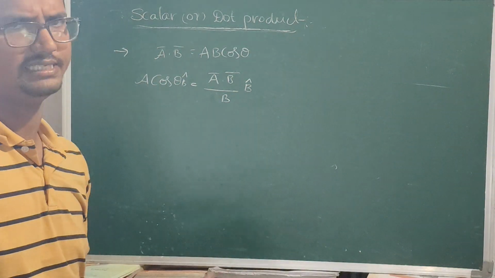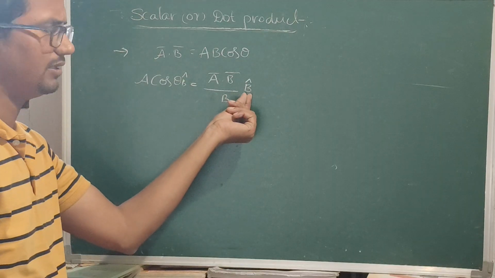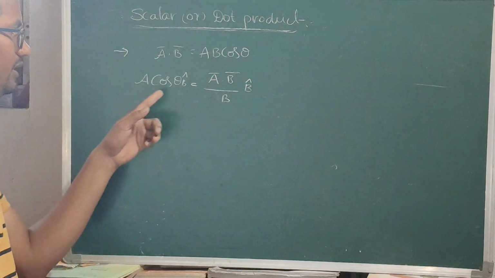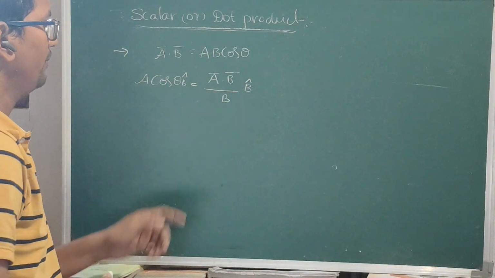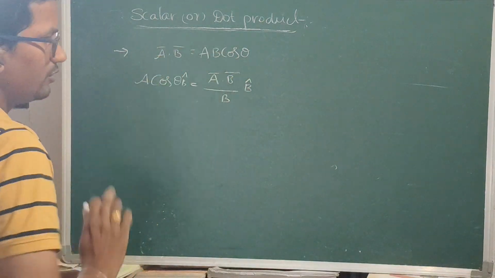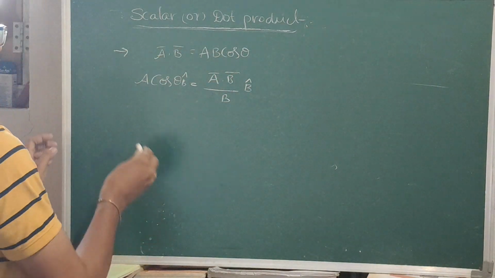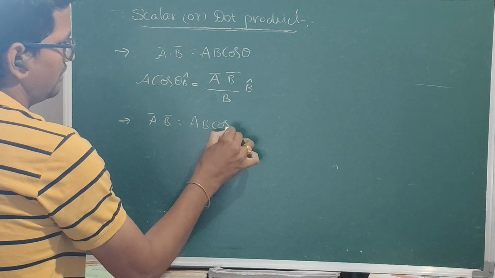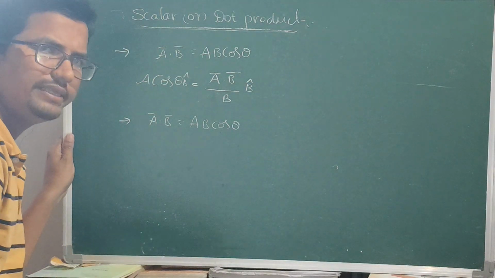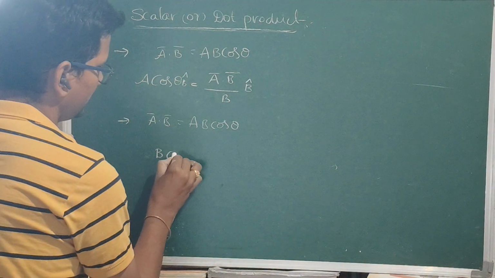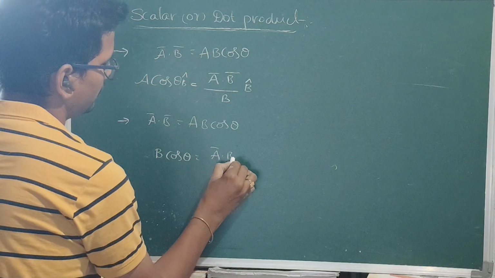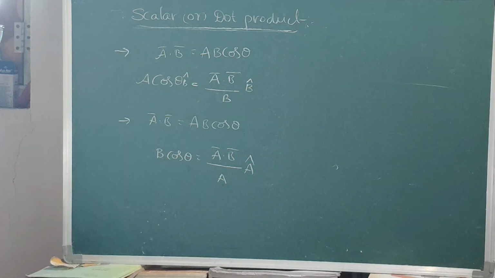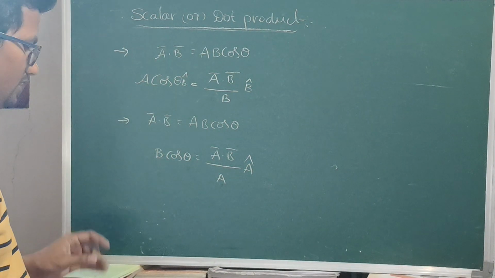Its value is 1, so it doesn't change the magnitude. Yes or no? If you place B cap here, nothing changes, since 1 into anything gives the same thing. So A cos theta, B cap, is equal to A bar dot B bar by B, meaning the A vector along the direction of B vector. That is what we need to find here. In the same way, from A bar dot B bar equals AB cos theta, the B bar along the A direction is B cos theta, equal to A bar dot B bar by A. Along the A direction means A is the unit vector, which is the direction.